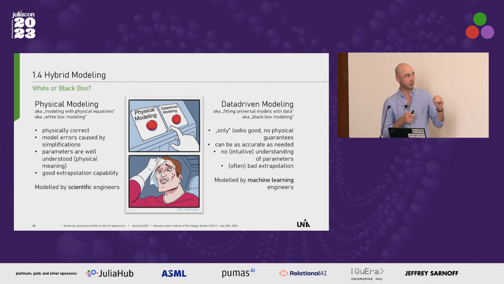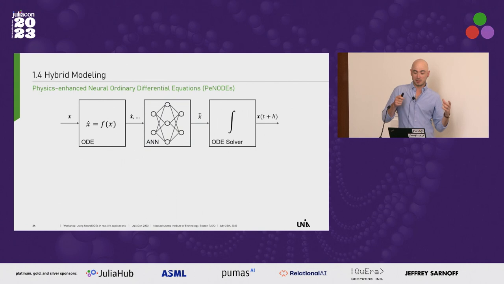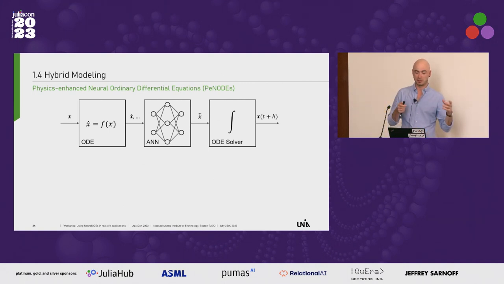So for us, one of the steps necessary to bring NeuralODEs into real life applications is to pair them with some basic physics. But how can we do that? Well, in our drawing, we can just glue the ODE and the neural ODE, so the ANN and the ODE solver together, because why not?